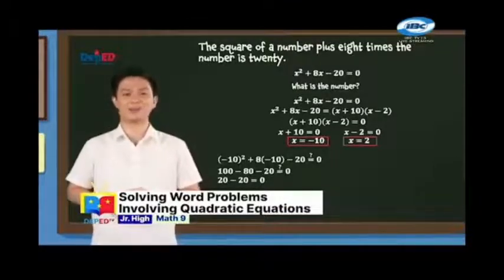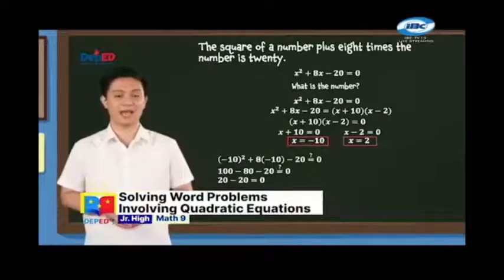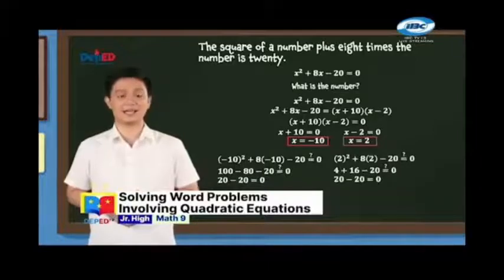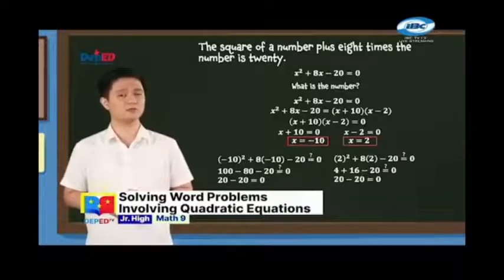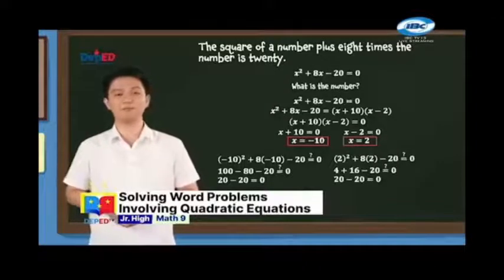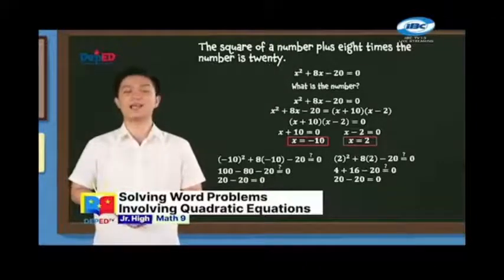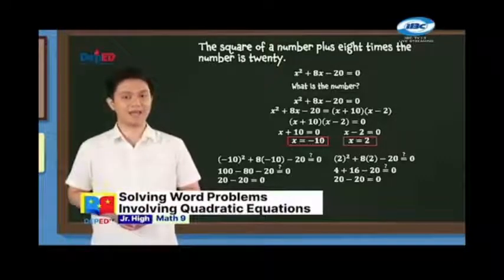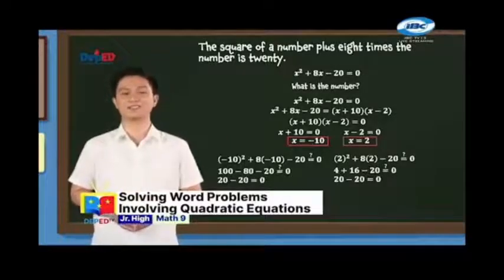So -10 is correct. We have, at this time, 2 squared plus 8 times 2 minus 20. Is the result equal to 0? Let's see. So we have 4 plus 16 minus 20. Is the result equal to 0? Next we have 20 minus 20. And this is of course equal to 0. So indeed, -10 and 2 satisfy the equation.